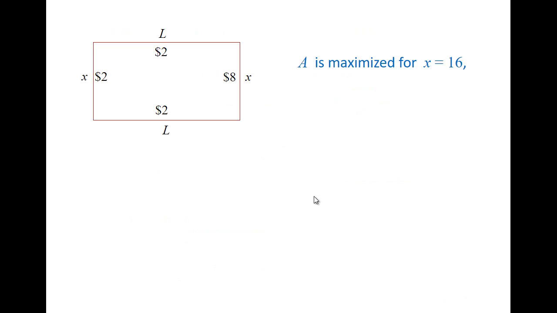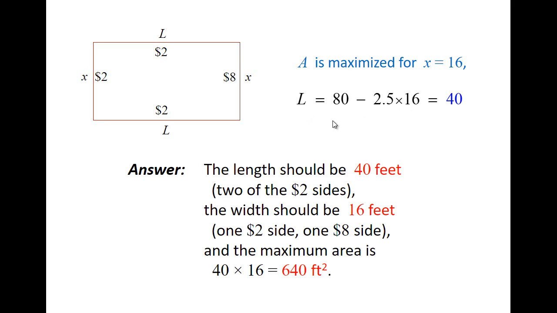So then we see that the area will be maximized if we pick X to be 16. If X is 16, then L would be 80 minus 2.5 times 16. We can use the formula for L in terms of X, and that's going to give us an L value of 40. So the length should be 40 feet, and the width should be 16 feet. And the maximum area that we can enclose is 640 square feet.